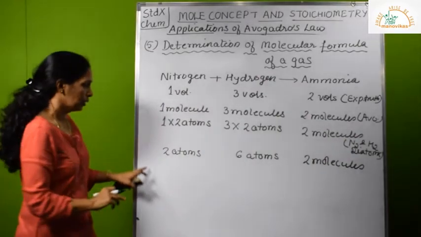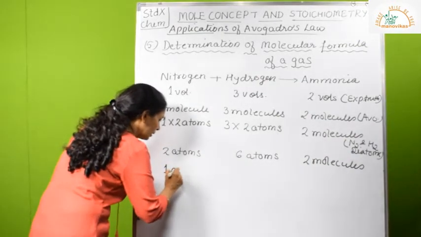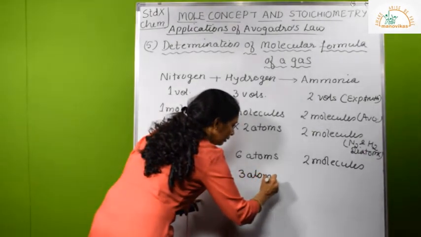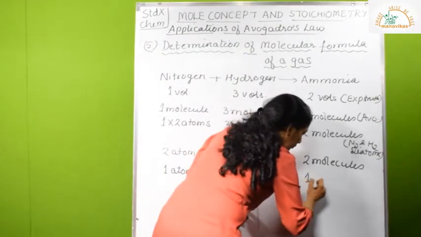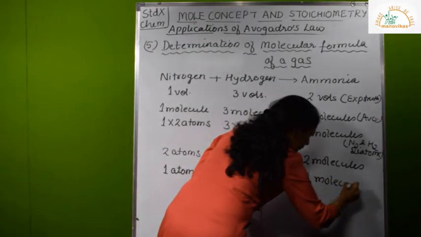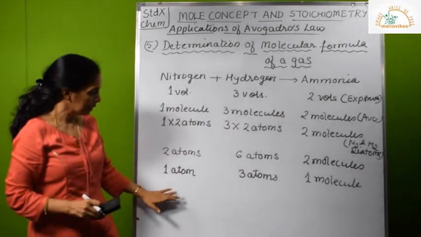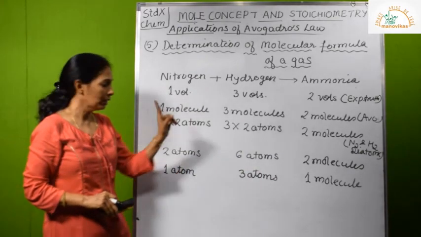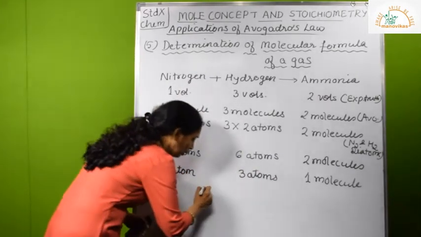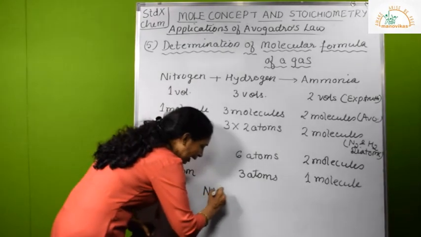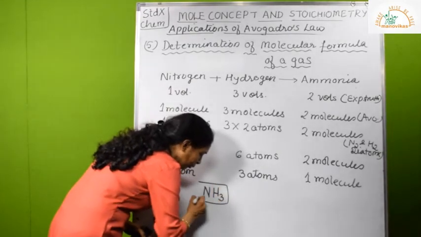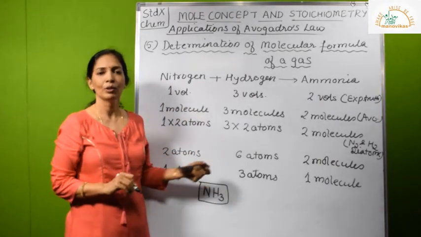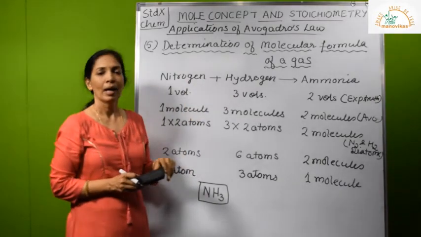Let us simplify this. So it will become 1 atom, 3 atoms by dividing with 2, 1 molecule. That means what? 1 molecule of ammonia has 1 atom of nitrogen and 3 atoms of hydrogen. So 1 atom of nitrogen and 3 atoms of hydrogen. So the molecular formula of ammonia is NH3. This is how we can calculate molecular formula of gas by applying Avogadro's law.